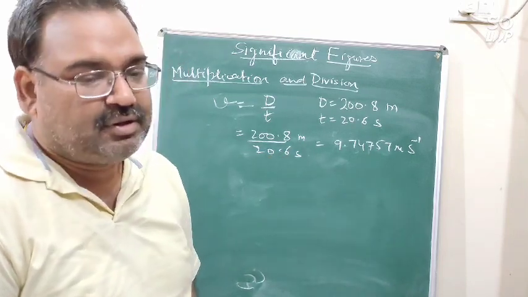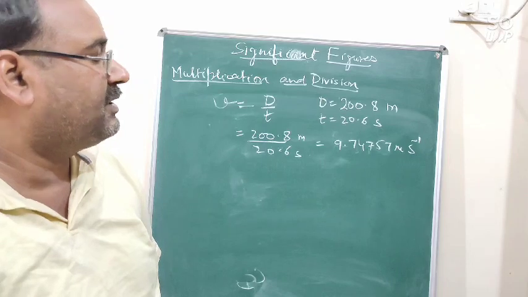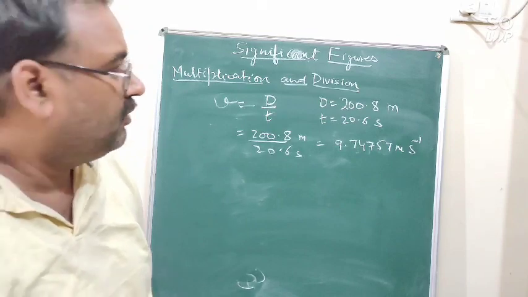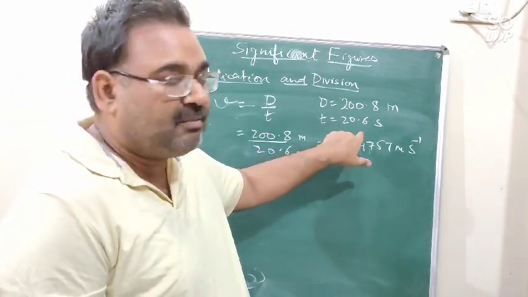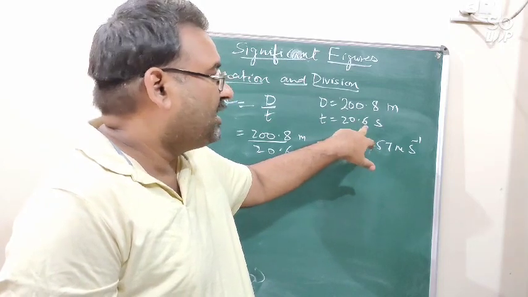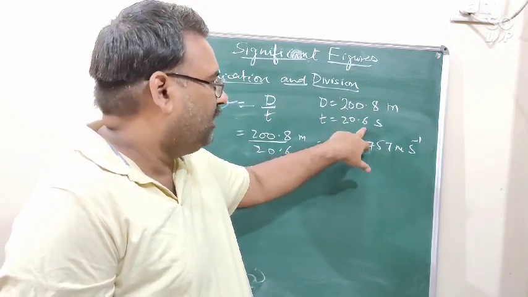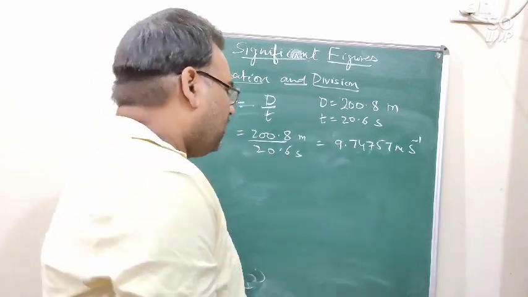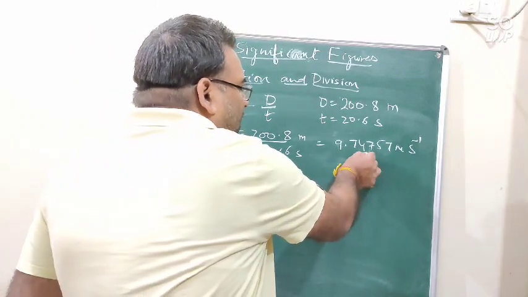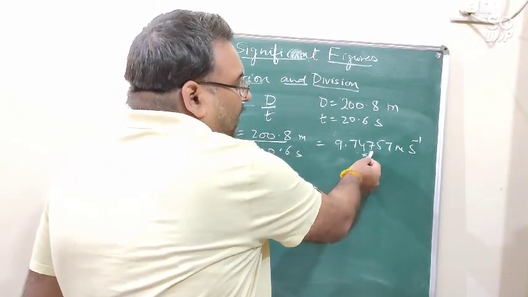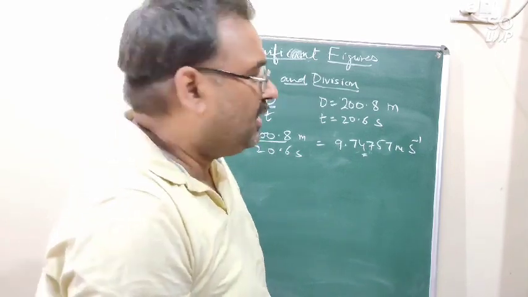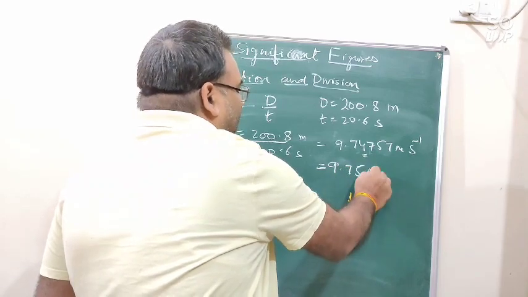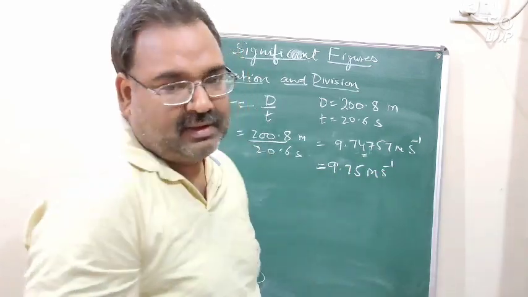We get the answer 9.74757 meter per second. Now the answer has to be rounded off. We will see the number which has the least number of significant digits, the least accurate digits. It has only 3, 1, 2, 3. So the answer is to be rounded off up to 3 digits. After this we have 7, which is greater than 5, so 1 is to be added to it. So the answer becomes 9.75 meter per second. Is it clear?